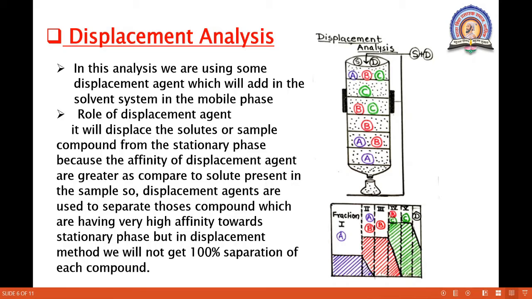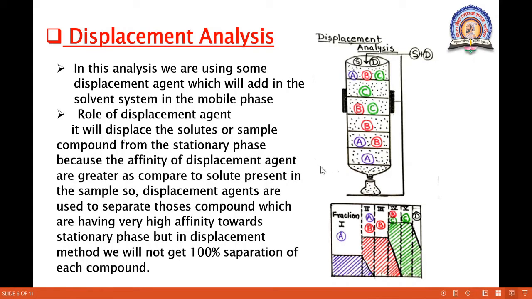They displace the sample compound from the stationary phase because the affinity of this displacement agent is greater as compared to the solute present in the sample. So, these displacement agents are used to separate those compounds which have very high affinity towards the stationary phase. But in the displacement method, we will not get 100% separation of each compound. Hence, this technique is also not used for analysis.